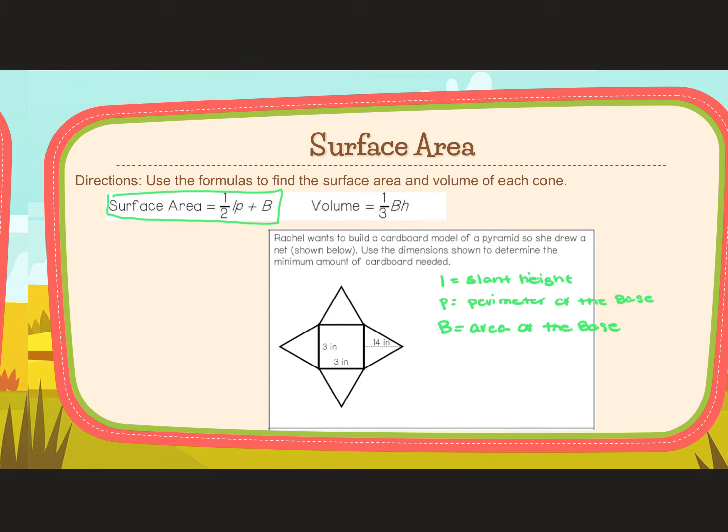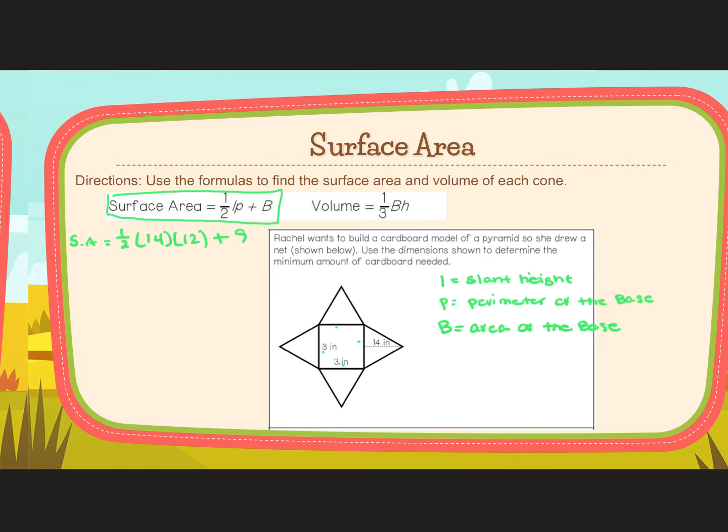All right, so taking a look here at my formula, we have that the surface area SA is equal to 1/2. The slant height is going to be 14 because you have your slant height here, 14. The perimeter of your base, so you're going to add up 3 plus 3 plus 3 plus 3, which is going to give us 12. And then the area of the base, you are multiplying 3 times 3, which gives us 9. So that's going to be plus 9.